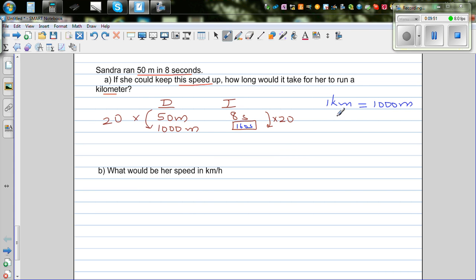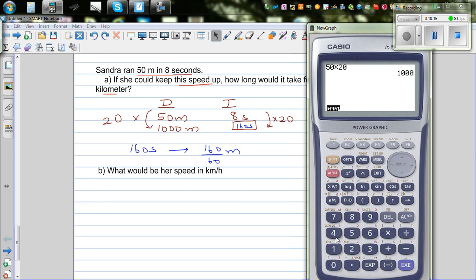Now I hope you know 1 minute has 60 seconds. So 160 seconds, if you want to change this into minutes, I'll go 160 divided by 60. That would be minutes. So let me use a calculator. 160 divided by 60 is 2, and this is 2 and 2 thirds.